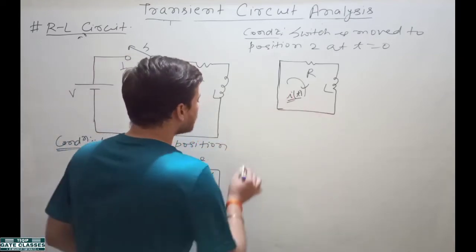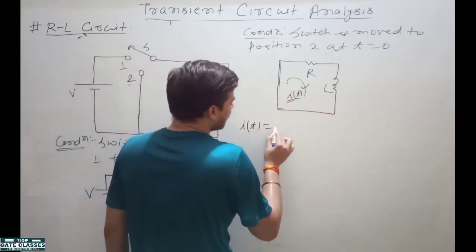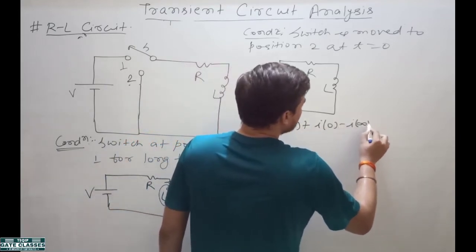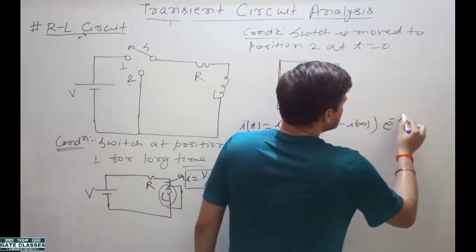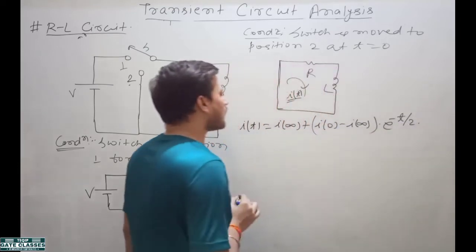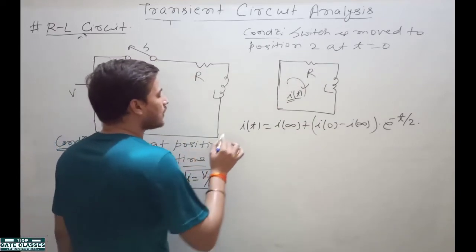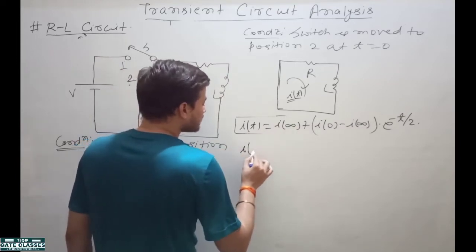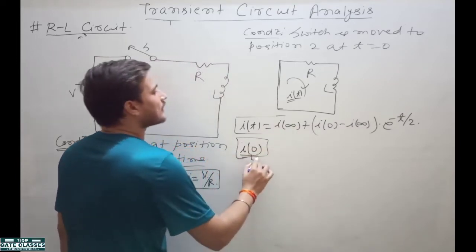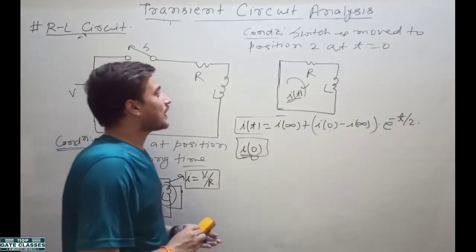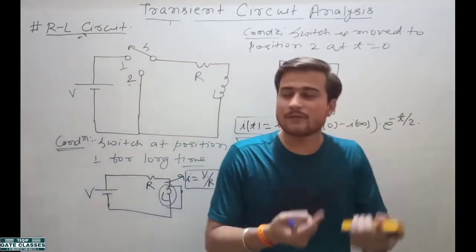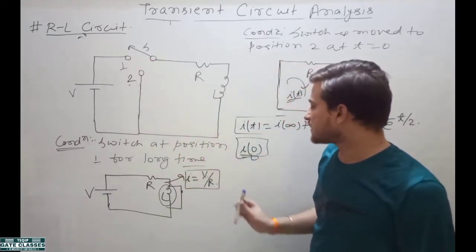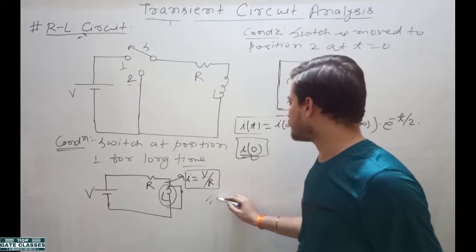So how will you write the expression? I(t) will be equal to again I infinity plus I0 minus I infinity into e to the power minus t by tau. Let's write the value of I0. What is the value of I0? At time t equal to 0 minus, it was at position 1, so you can say that this current V by R was the current flowing before moving the switch.